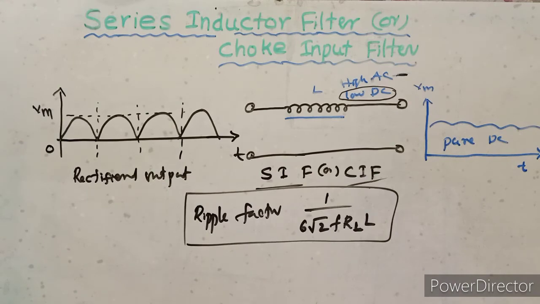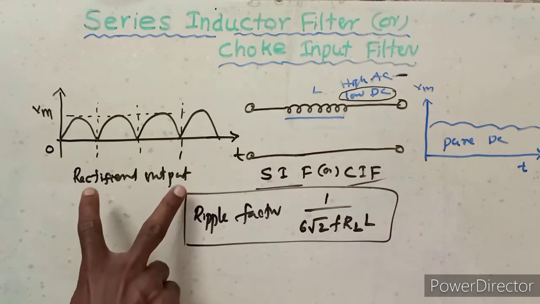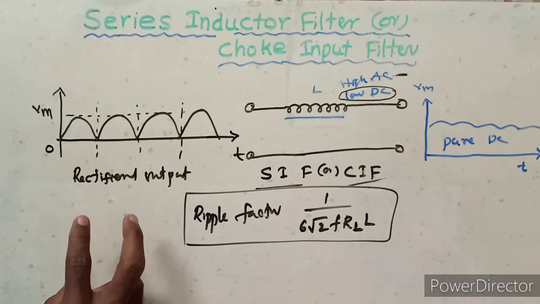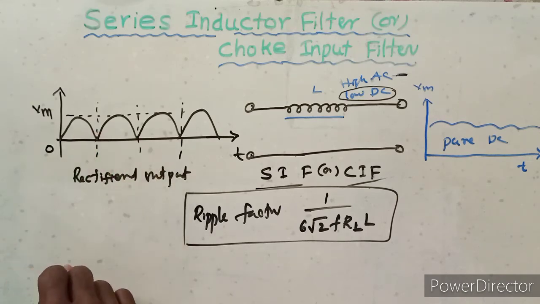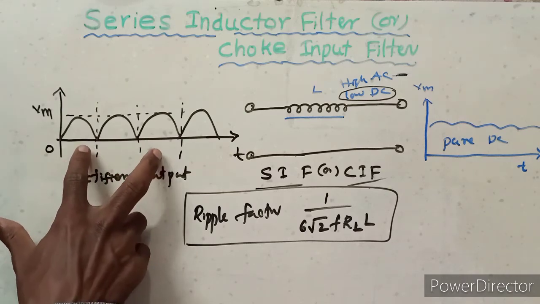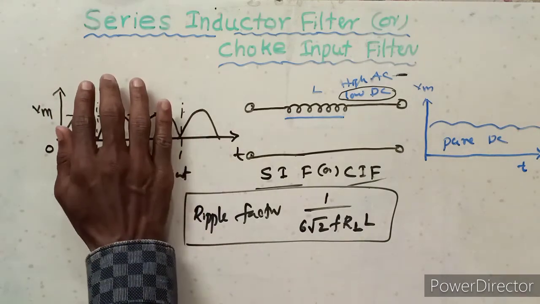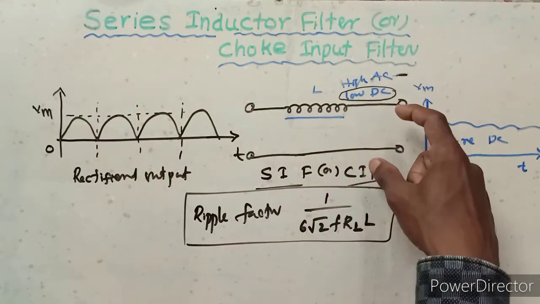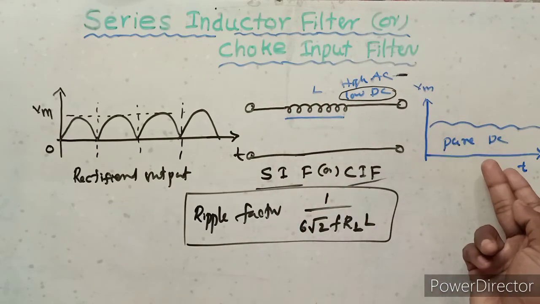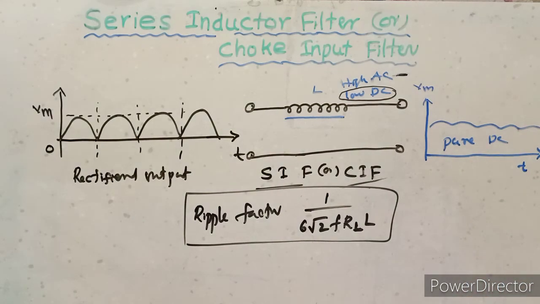The series inductor filter means the inductor coil or choke is connected in series with the rectified output. This rectified output is a combination of some AC components, some ripple, some pulsating DC, some fluctuations. So this rectifier output is filtered through the series inductor filter. So the output is pure DC.